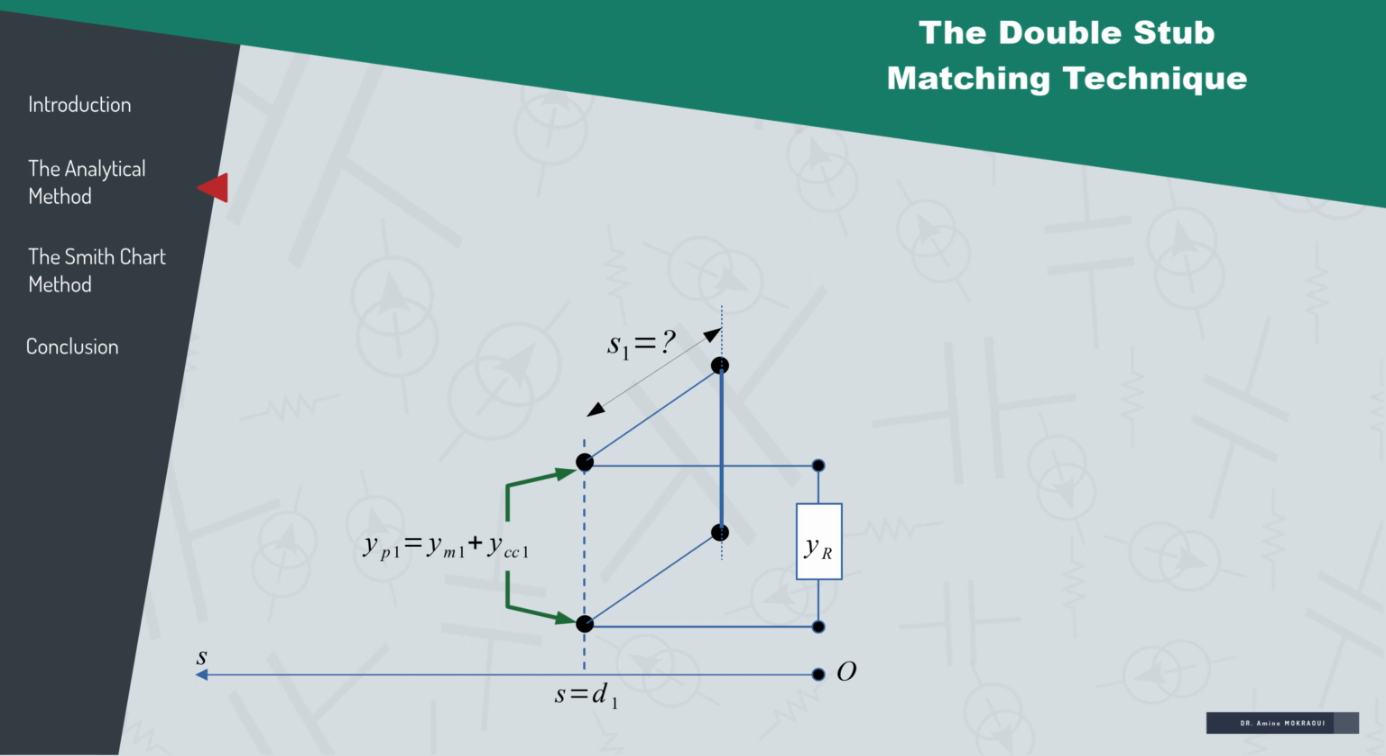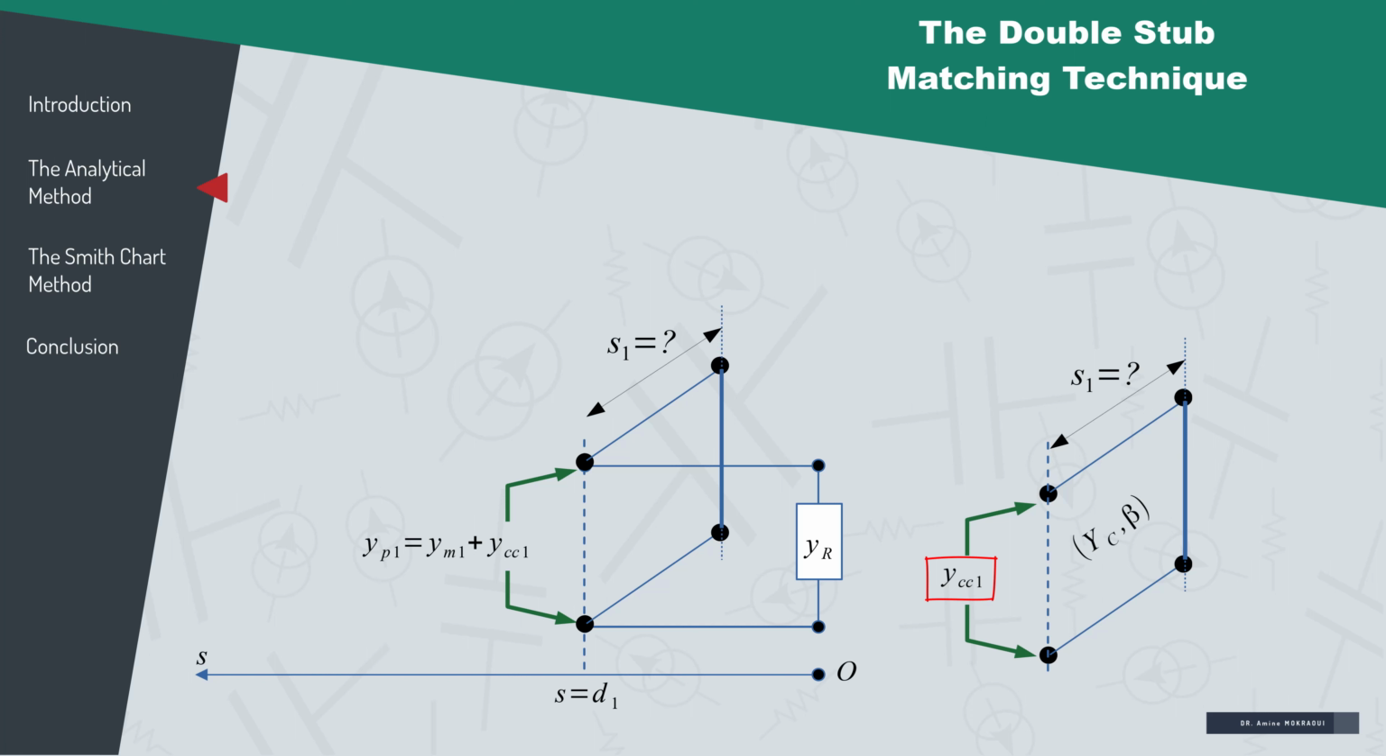Let YP1 be the admittance of the first transmission line after the connection of the first stub. If the input admittance of the first stub is YCC1, then we can write YP1, which is Y at S equal D1 plus, equal Y at S equal D1 minus, plus the admittance of the stub YCC1. Thus, yP1 equals yM1 plus yCC1.